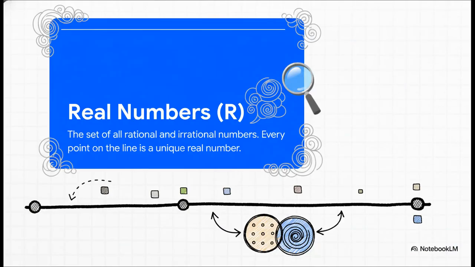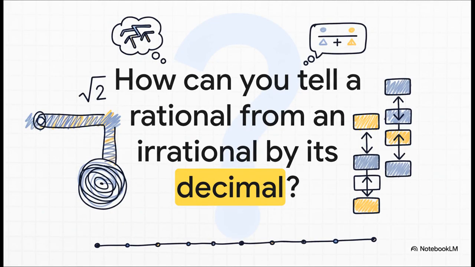This massive, unified collection, this is what we call the set of real numbers, and we label it with an R. Back in the 1870s, mathematicians proved something profound. There's a perfect one-to-one match. Every single point on the line is a unique real number, and every real number has its own unique spot on the line. And that's why we call it the real number line. So we've done it. We've built the entire real number line from its most basic pieces.